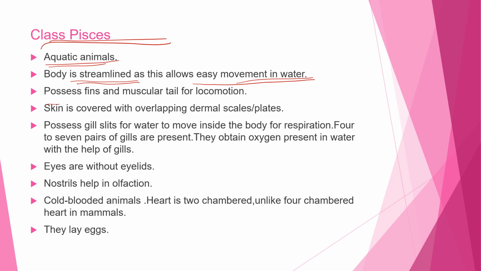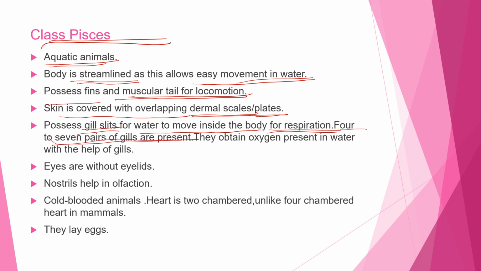They possess fins and a muscular tail for locomotion. So what is the tail doing? The tail is actually giving the direction for locomotion and they have fins which help them to swim. The skin is covered with overlapping dermal scales and plates. So either they have plates on their body or they have scales. They possess gill slits for water to move inside the body for respiration. The gill slits allow water to enter their body and provide respiration to their body. So 4 to 7 pairs of gills are present.